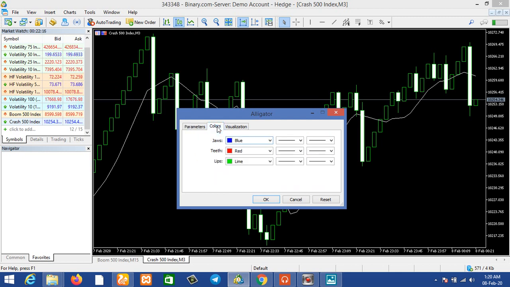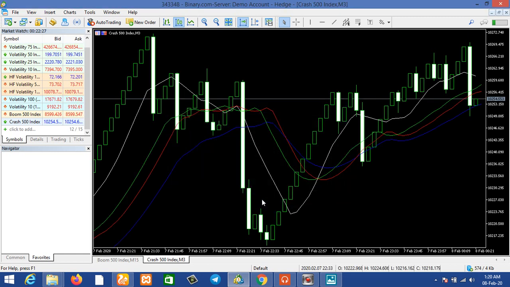Okay, so let's check the color. The first one is blue, then red, and green. I think they are okay that way. So let's press OK and let's see our graph. Awesome. This is our chart setup right here with the moving average 9 and the alligator.